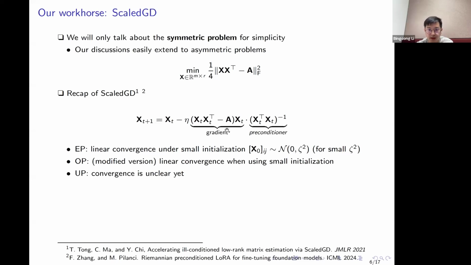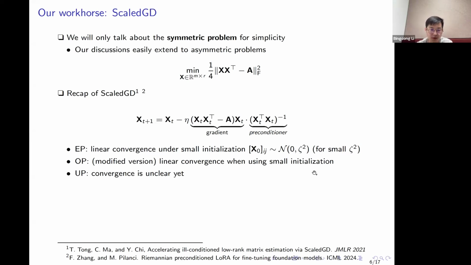Okay, now let's get back to the convergence behavior of this problem. In the literature, we have known that when we are coping with the exactly parameterized problem, meaning the rank of x is the same as the rank of A, we can get a linear convergence rate when initializing x0 small. Small basically means that this x0 is just a Gaussian random matrix, but the standard deviation of this Gaussian distribution is very close to 0.